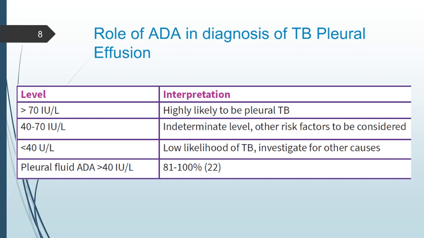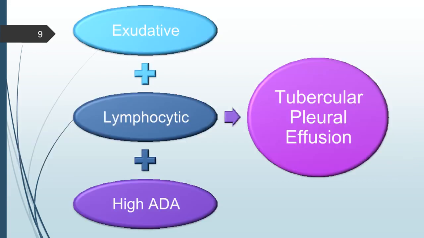ADA levels between 40 to 70 international units per liter is an indeterminate level. Hence, symptoms and risk factors related to tuberculosis play an important role in diagnosis of such patients. Pleural fluid ADA less than 40 international units per liter indicates an alternate diagnosis. To summarize the diagnosis, tubercular pleural effusion should be exudative according to Light's criteria, lymphocytic with a high ADA. Light's criteria will be discussed in detail in upcoming videos.